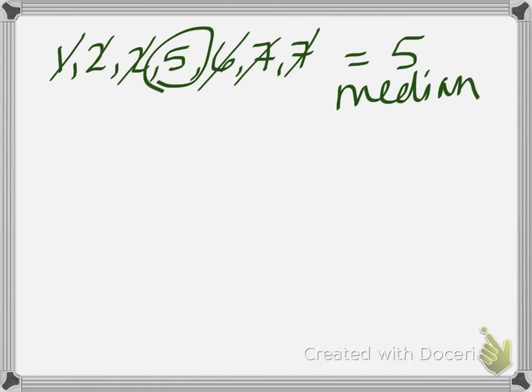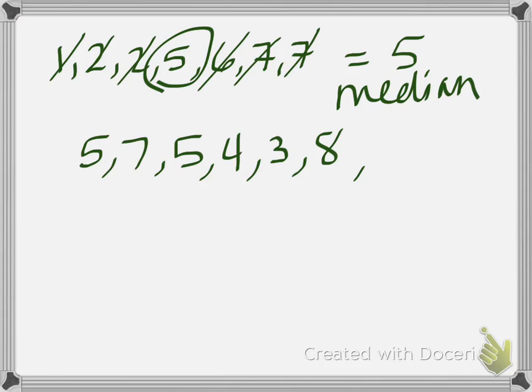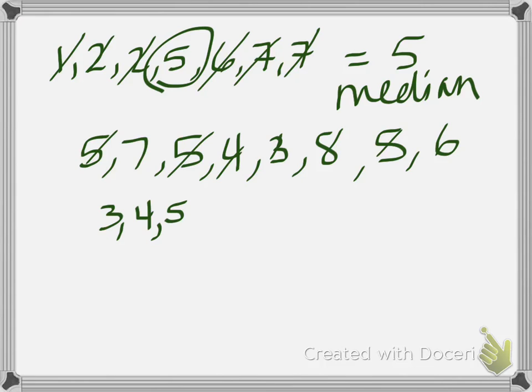One more example. So we have 5, 7, 5, 4, 3, 8, and 5. And let's put one more in there, 6. Okay, so what do we do first? We order up our numbers. We start with lowest. We have 3, gone. 4, gone. How many 5s do we have? We have 1, 2, 3. So I'm going to write 3 5s. Okay. Next we have a 6, and then a 7, and then an 8.